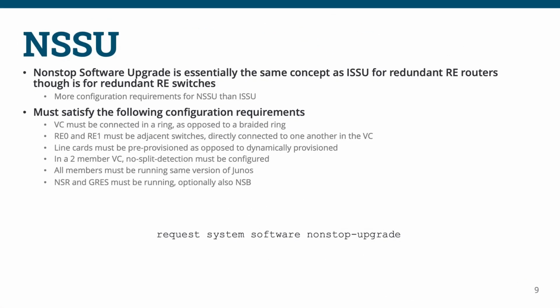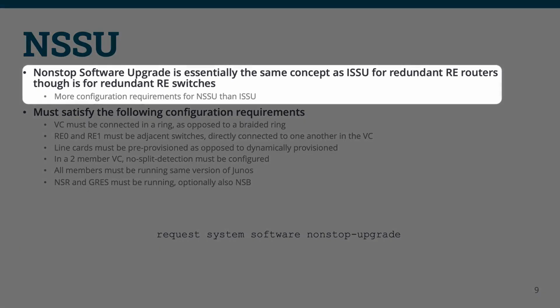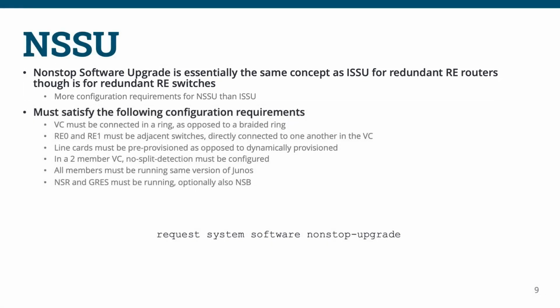NSSU, or Non-Stop Software Upgrade, is essentially the same concept and feature as ISSU for redundant RE routers. There are, however, more configuration requirements for NSSU than ISSU. For NSSU to work, the VC must be connected in a ring topology, as opposed to a braided ring topology. Additionally, RE0 and RE1 must be adjacent switches to one another in the VC, and all member line cards must be pre-provisioned instead of dynamically configured.